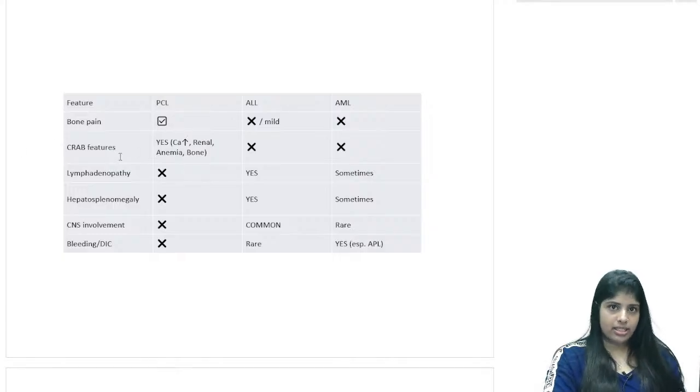And the CRAB features that we saw now in multiple myeloma are present in plasma cell leukemia, and in ALL and AML there is no CRAB feature. So if CRAB features and lytic lesions are seen, it is always related to plasma cells and not AML and ALL. And here see all the organ involvement related to the blood, that is the lymph nodes, hepatosplenomegaly, CNS bleeding, and all these are mainly associated with ALL and AML and not with plasma cell disorders and multiple myeloma. So if it is more about a blood picture, then go for ALL, AML, and if it's more about the bone marrow, lytic lesions and increased calcium, all sorts of those things, then it can be multiple myeloma or plasma cell leukemia.